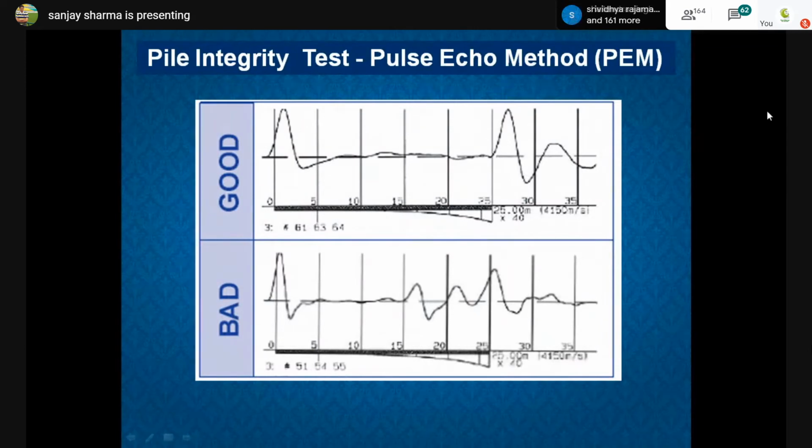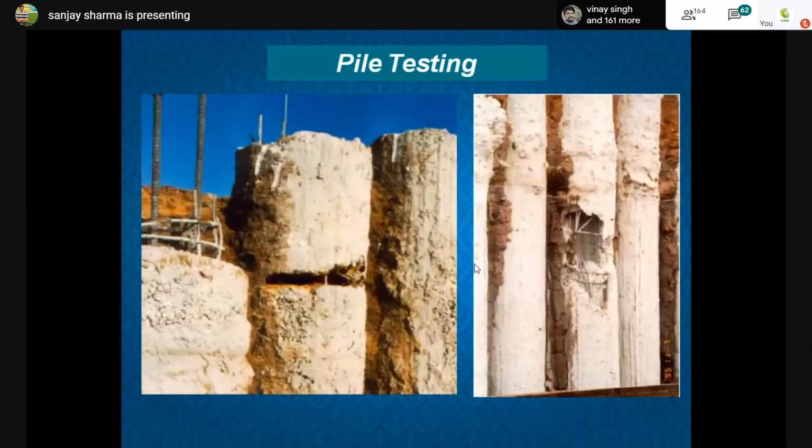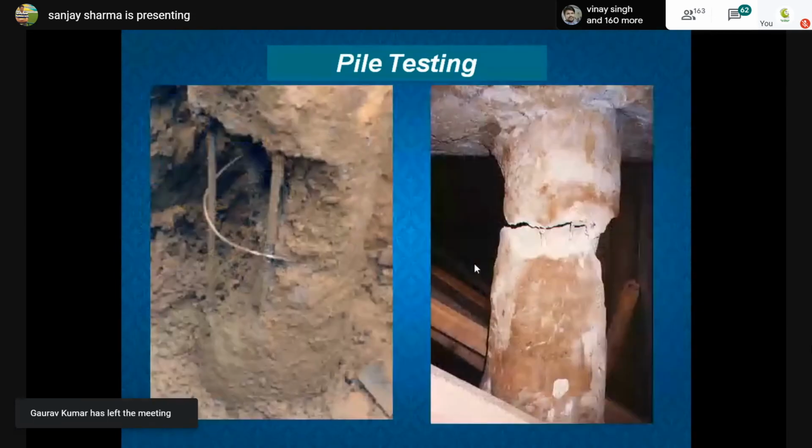This is that pulse echo. If you are getting the waves like this, with the pattern of these waves you will be able to find out. This shows a lot of vibration, a different sort of response. So a straight curve means something different. These types of imperfections can be located here.